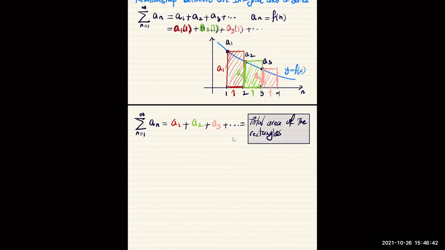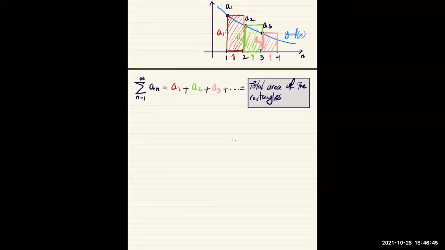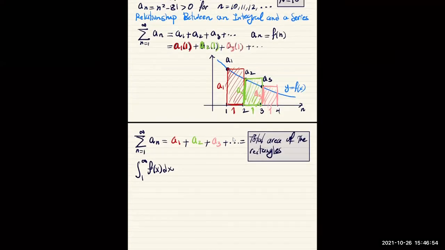All right, but the integral from 1 to infinity of f of x, that is the area under the blue curve. It would be this area here. Okay, again, by the way, we have infinitely many of these rectangles. I can't just draw all of them.